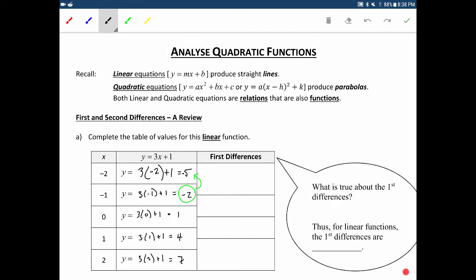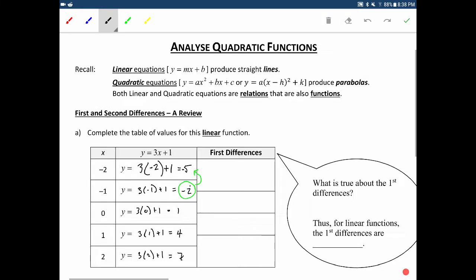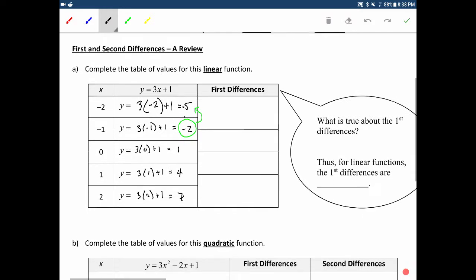So anyway, we're going to look at some linear equations and quadratic equations. Remember, linear equations are equations that produce lines, and they often have the form y equals mx plus b. Whereas quadratics are equations that produce parabolas, which will often have the form ax squared plus bx plus c, which was standard form, or a(x minus h) quantity squared, plus k, which we called vertex form. So both of these relations are also functions.